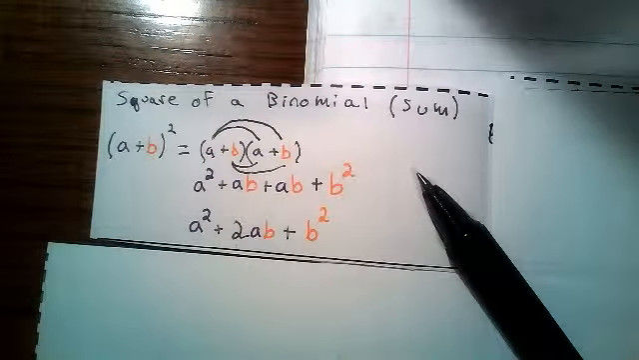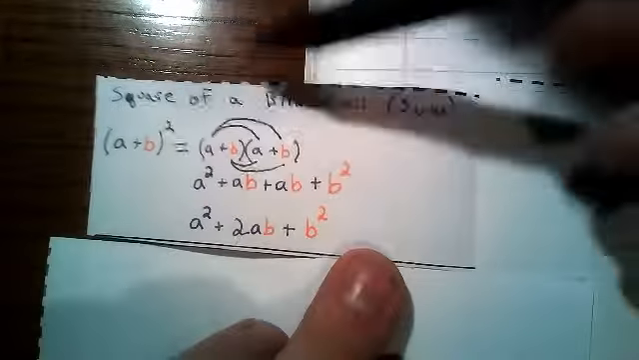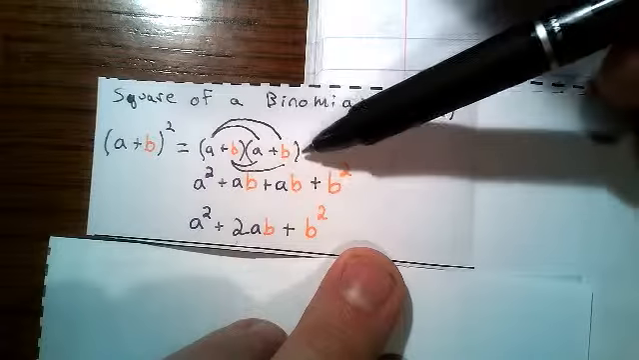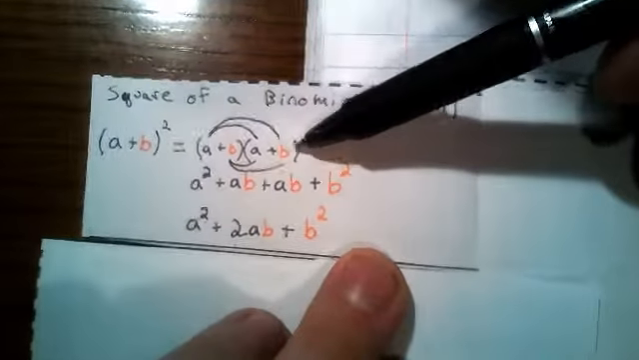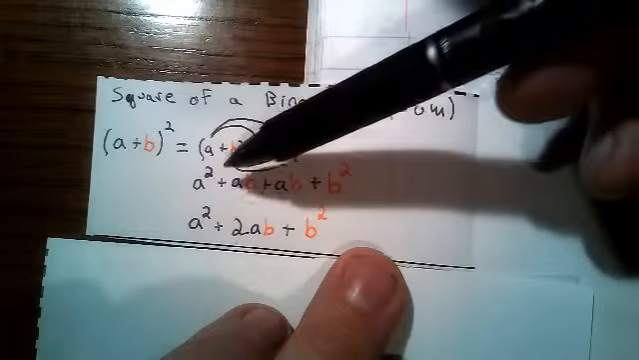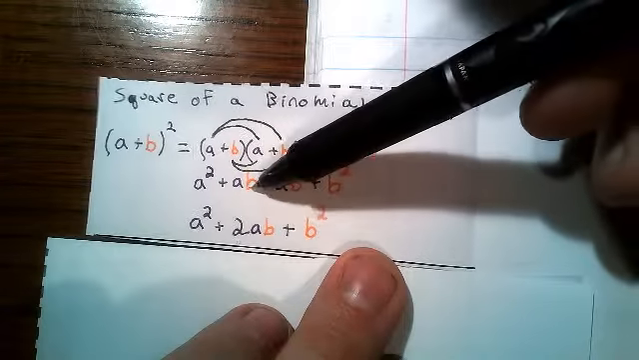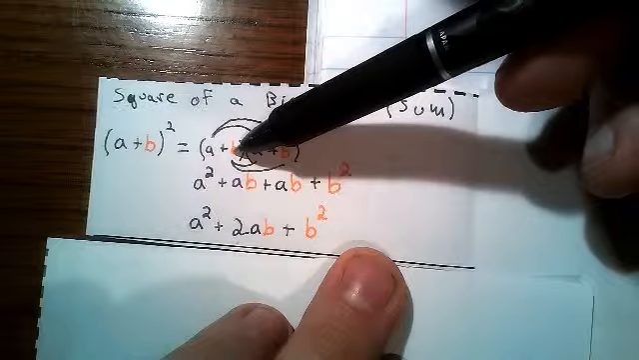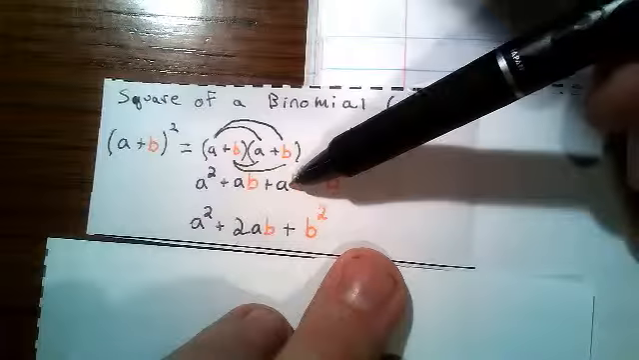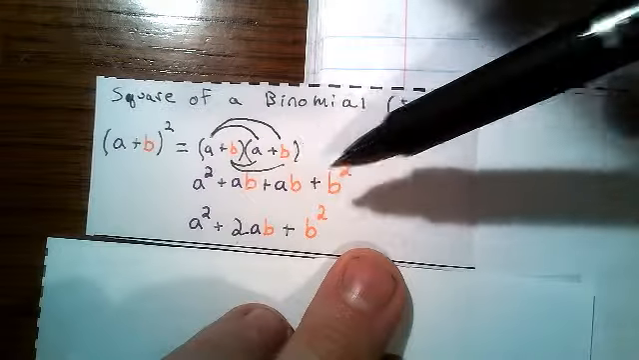So as an example, we have a plus b squared. I did a in purple and b in orange. So if I were to write this out, it would be a plus b times a plus b. And now I can use the FOIL method. So I do a times a gets me a squared, and the outside a times b gets me ab. Inside b times a also gives me ab, and then the outside is b times b, which gives me b squared.